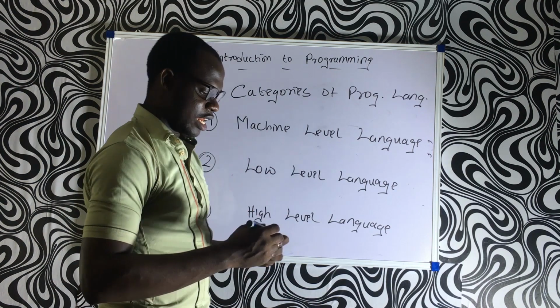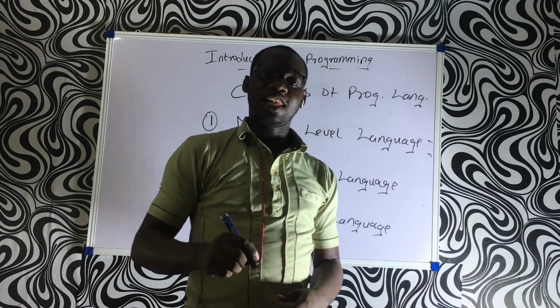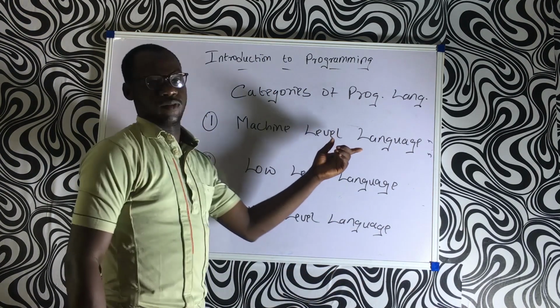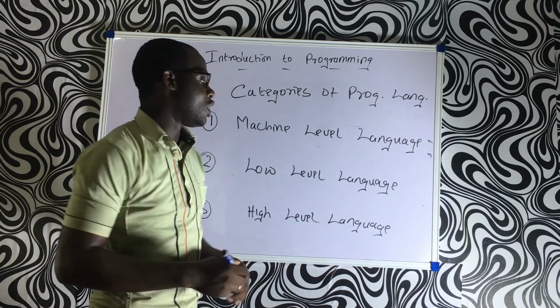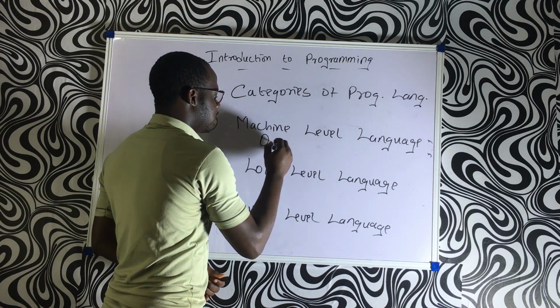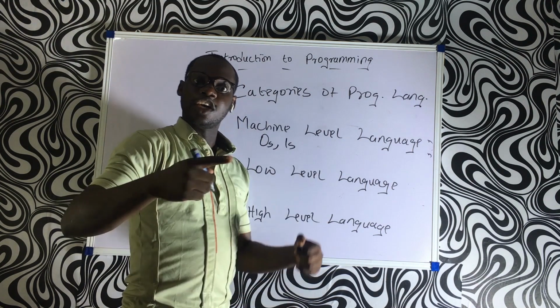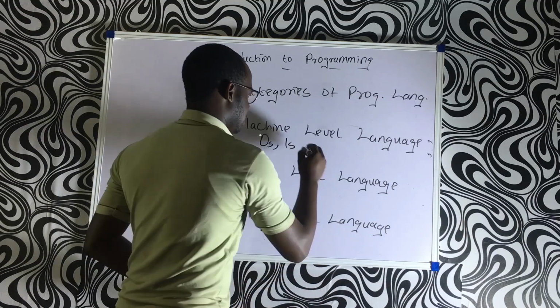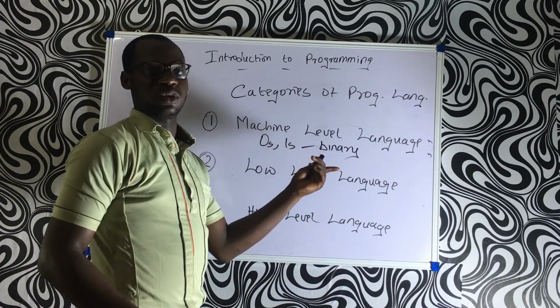We have the machine level language. Now, the machine level language is the indigenous language of the computer. That is the language the computer understands by default, and it is written in 0 and 1, so you can say in zeros and ones. That is 0 and 1, which in the number system is known as the binary. So they are written in zeros and ones.